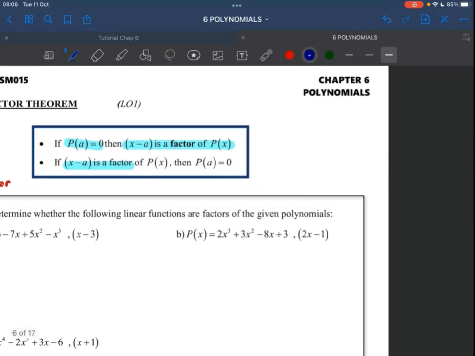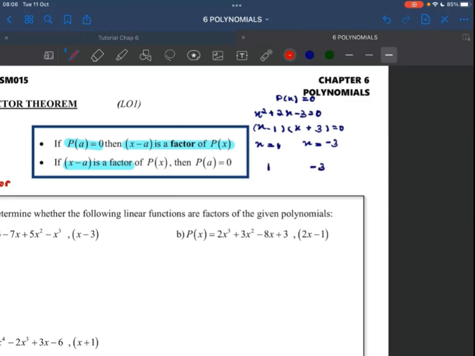So contoh saya ada equation x square plus 2x minus 3 equals to 0. Okay, let's say ini ialah polynomial kamu, P(x). Let's say inilah P(x) kita. P(x) is equals to 0. The question asks to solve for x. So kalau saya factorize kan ni, we'll get x plus 3, x minus 1, and then kita dapat x equals to 1, x equals to negative 3.